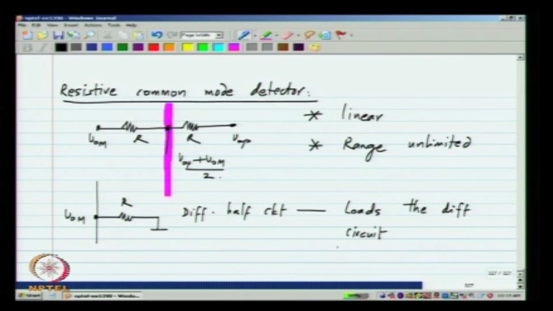So, while the resistive common mode detector is more or less ideal, it loads the differential circuit, that is one disadvantage of it. For instance, if you use it in a single stage op amp, it will reduce the gain. So, in order for it to not reduce the gain significantly, the value of R must be as high as possible. Now, there may be practical problems in achieving this, because if you want a high resistance, you need to have a very long and skinny resistance, and that may take up a lot of area. So, that could be one practical problem.